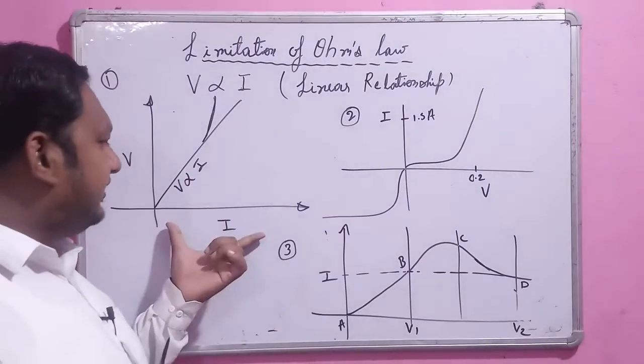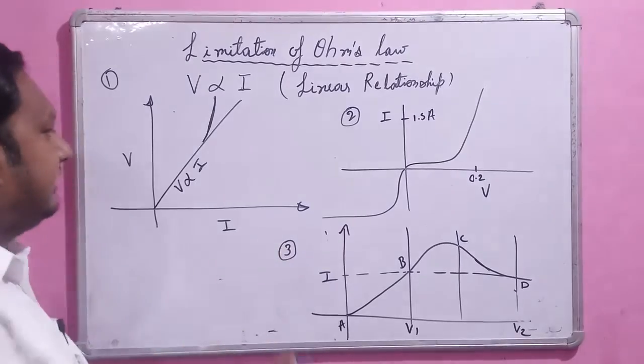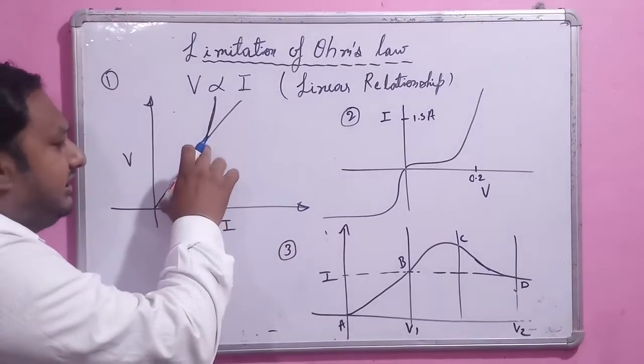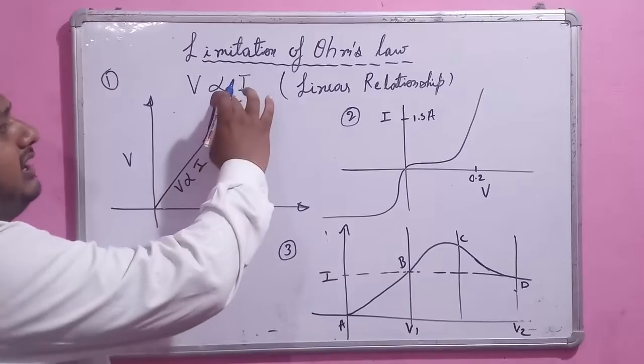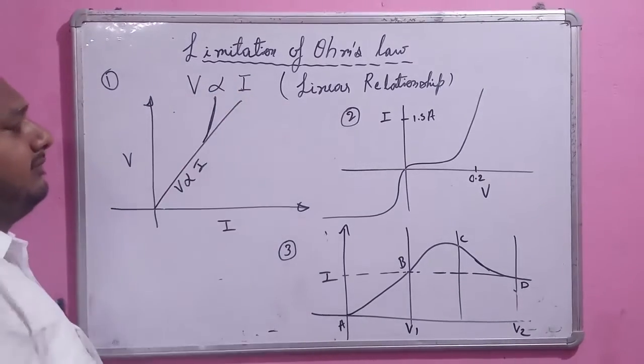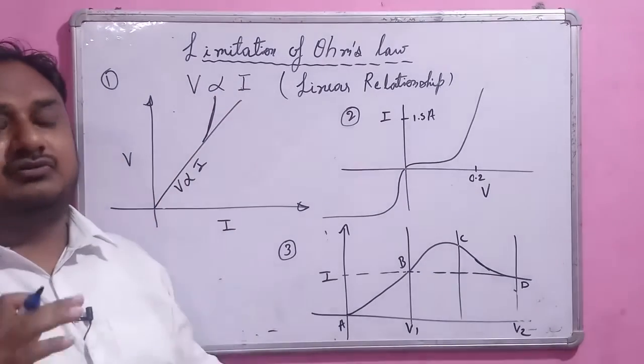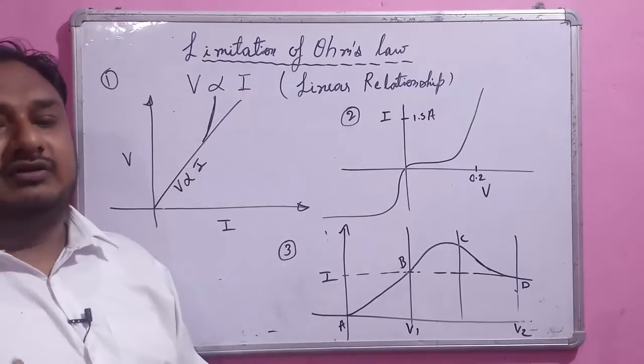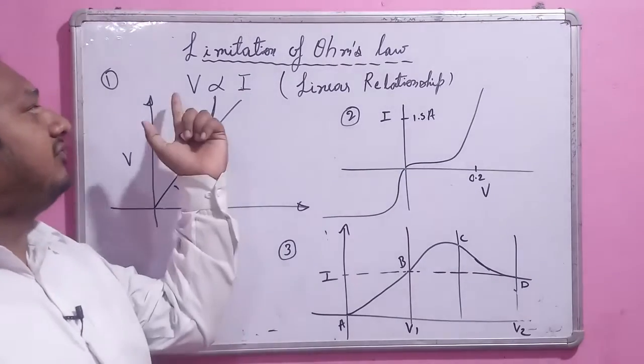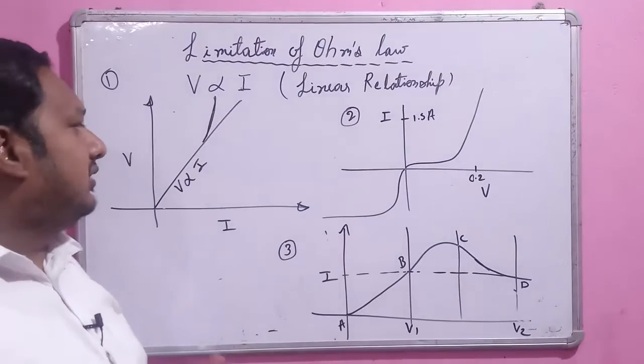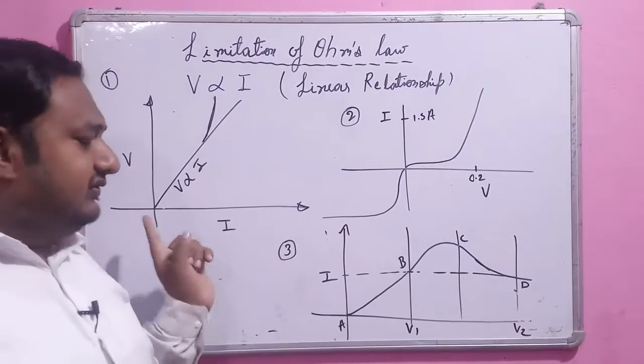So there is a certain set of conductors called ohmic conductors. They follow the linear relationship up to this region, and beyond it there is a region in which these ohmic conductors do not behave as ohmic, or they will not follow the linear relationship of V proportional to I. Okay, so this is the first graph.